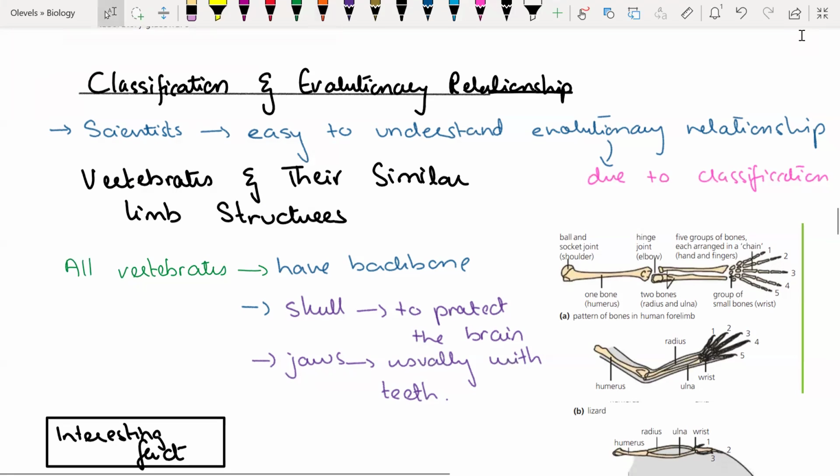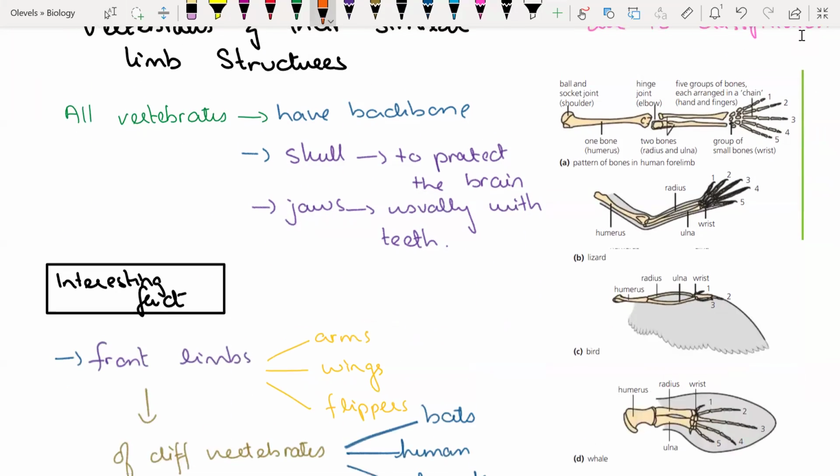Now we know that all vertebrates, what are vertebrates? These vertebrates have a backbone, right? They have a skull to protect their brain, and then they have jaws, usually with teeth, right? These are the 3 important features of vertebrates. What are the 3 important features of vertebrates? That they have a backbone, they have a skull, and they have jaws as well.